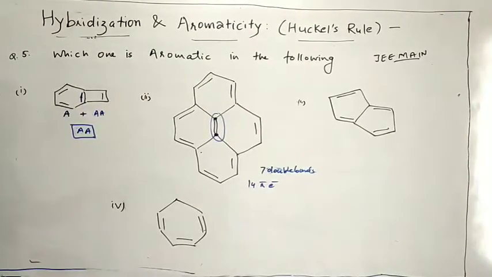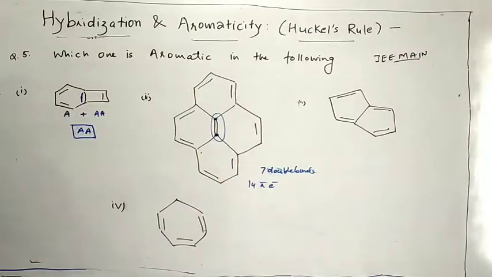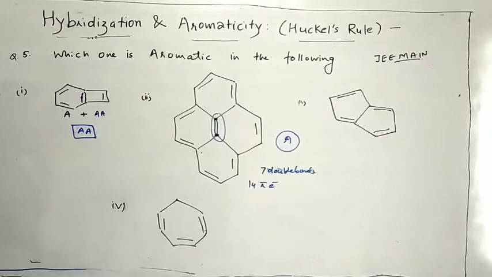So the first condition is cyclic, the second is planar. To make such a big molecule planar, this double bond plays a role. It is not involved in resonance, so we will not count it. So we have only 14 pi electrons. 14 pi electrons means it is aromatic, because it follows the 4n plus 2 rule.